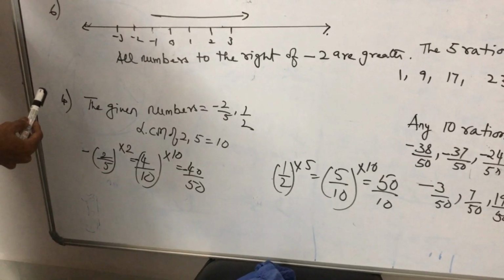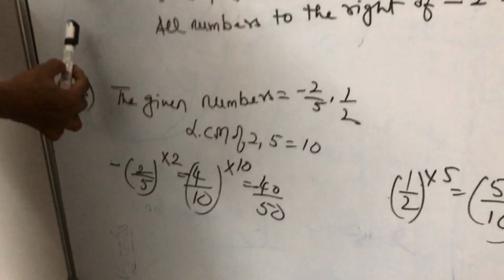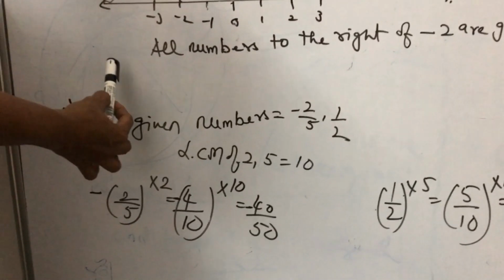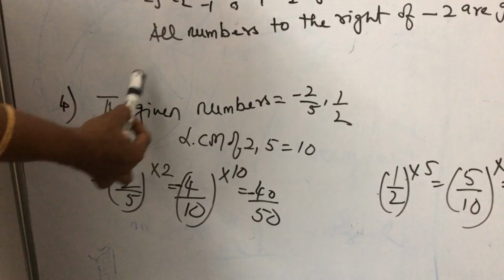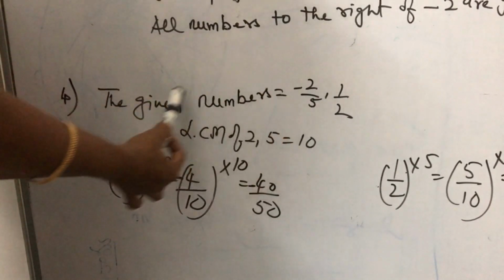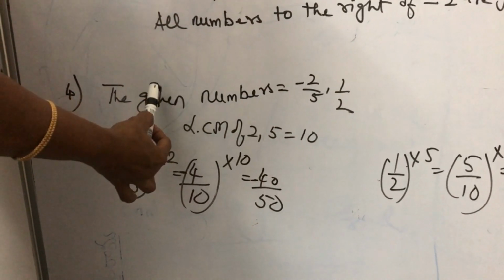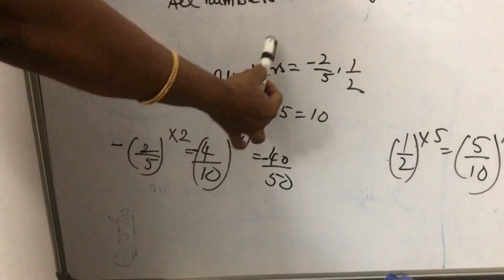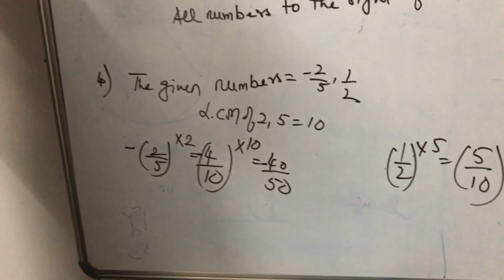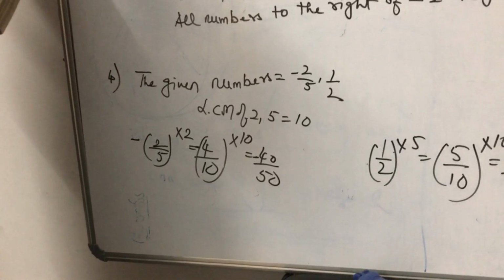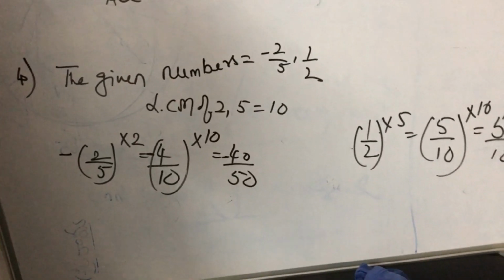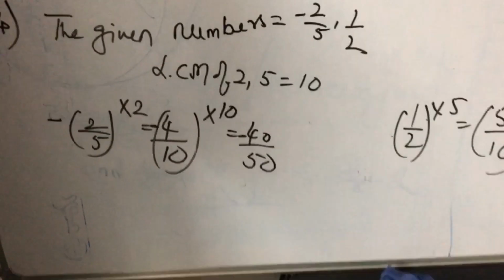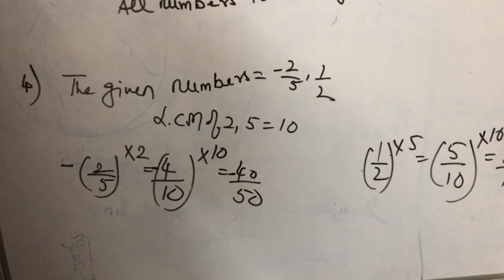Coming to the fourth question, girls. Now we are doing the type inserting the rational numbers between two given numbers. What are we doing? We are inserting rational numbers when two numbers are given. The question is, find 10 rational numbers between minus 2 by 5 and 1 by 2.